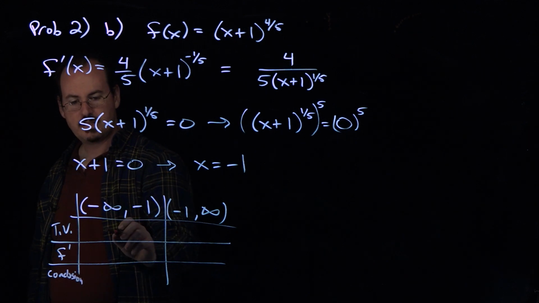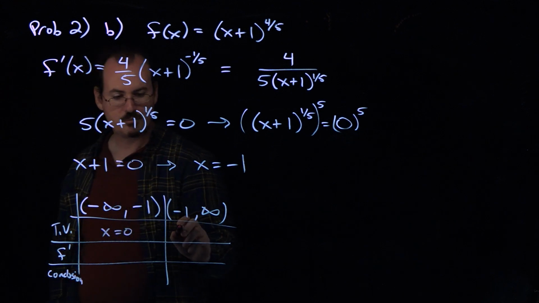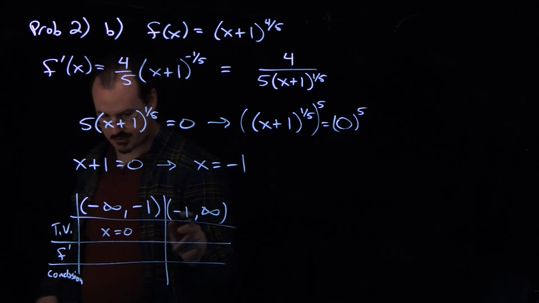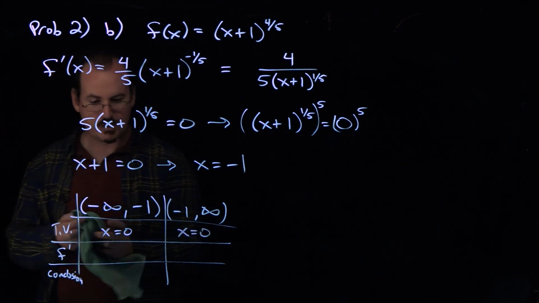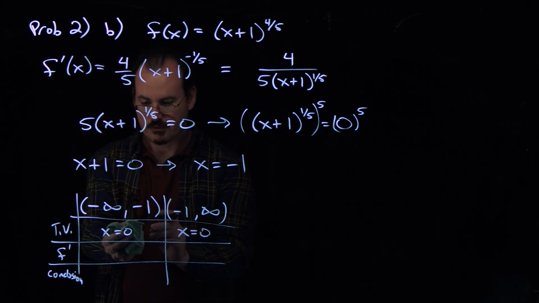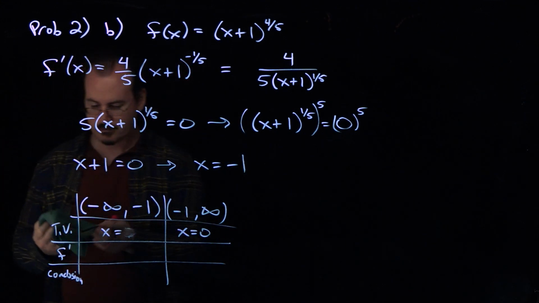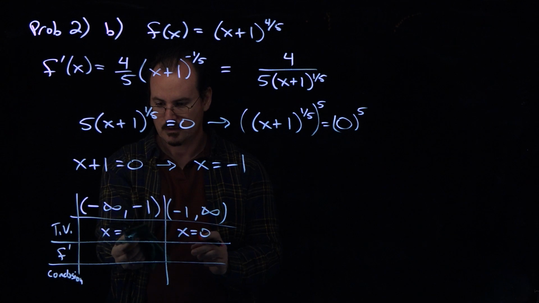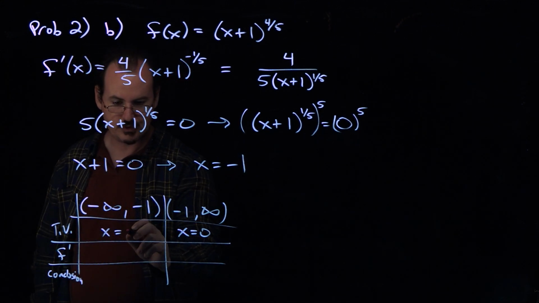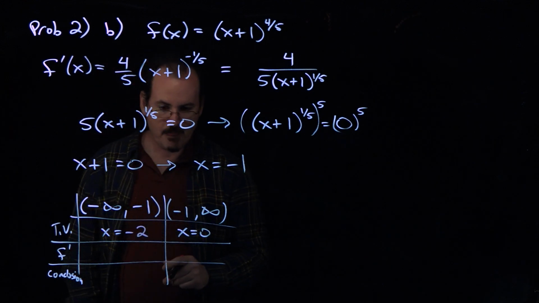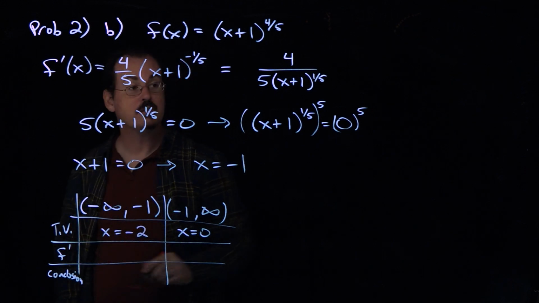Okay, so let's pick 0 for the test value here. It's on the interval. Let's pick, oh, I'm sorry, no, 0 for the other one. 0 is on that interval, not the first one. Let's pick negative 2 for that first one. Okay, so let's pick negative 2 for this one. Okay, so now we come back, and remember we have to plug these numbers into f prime, into the derivative.